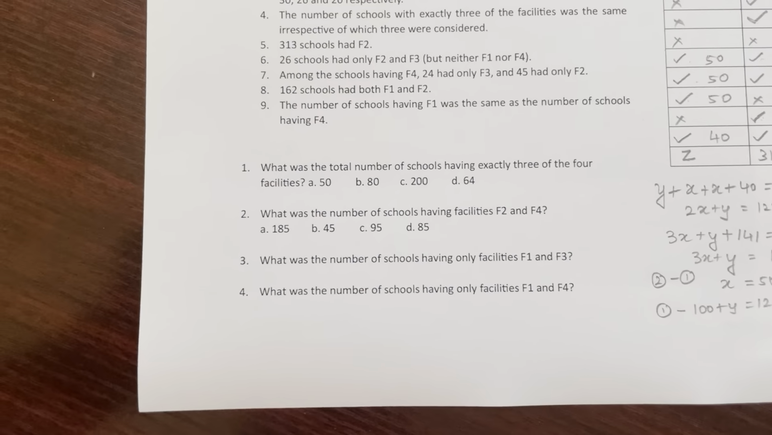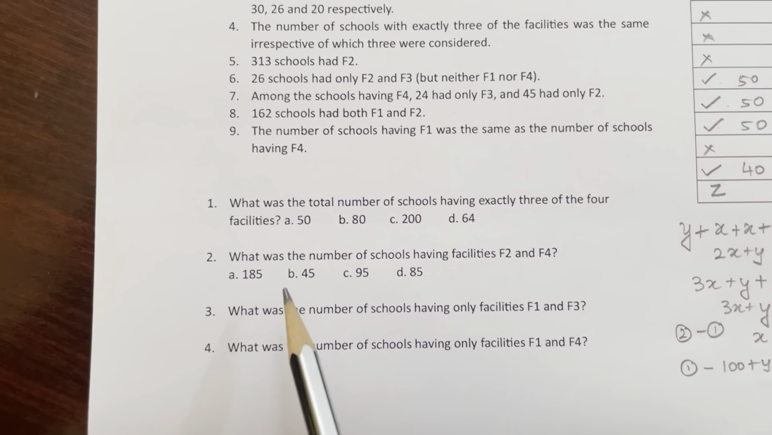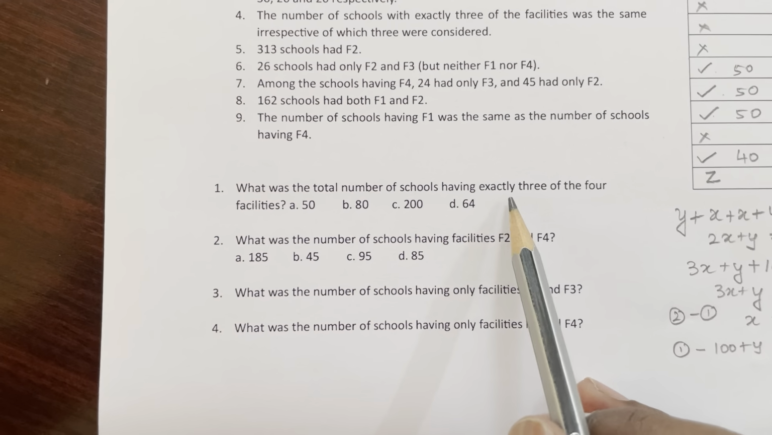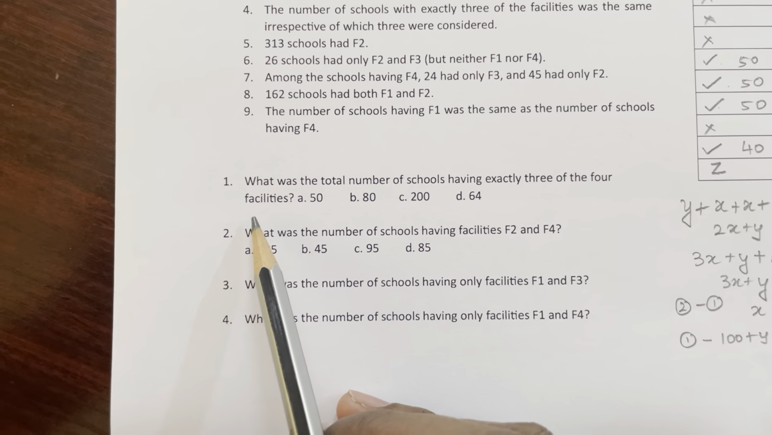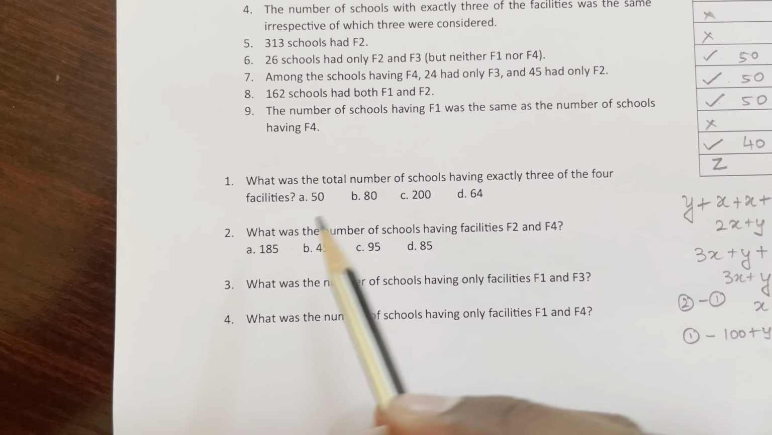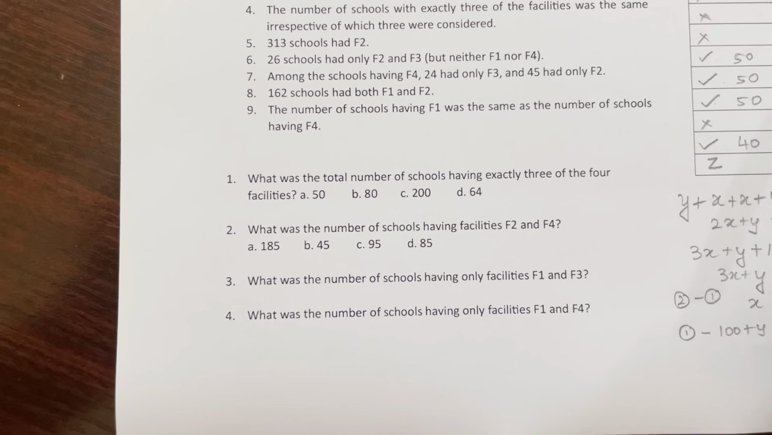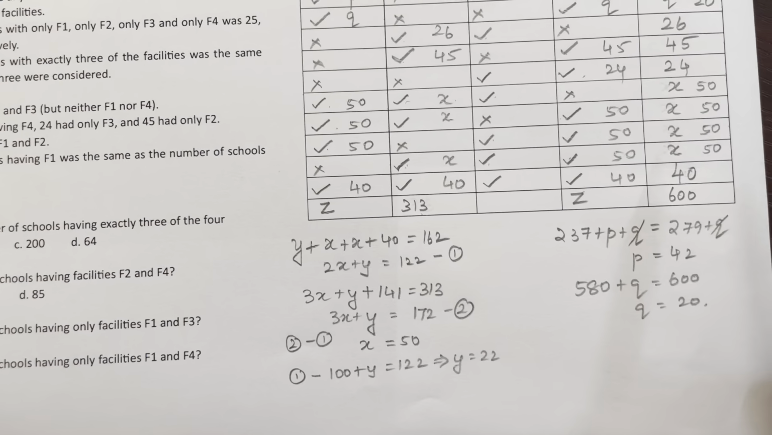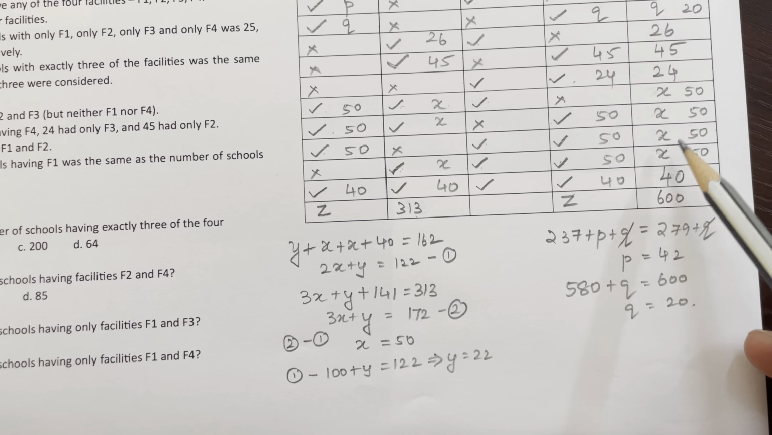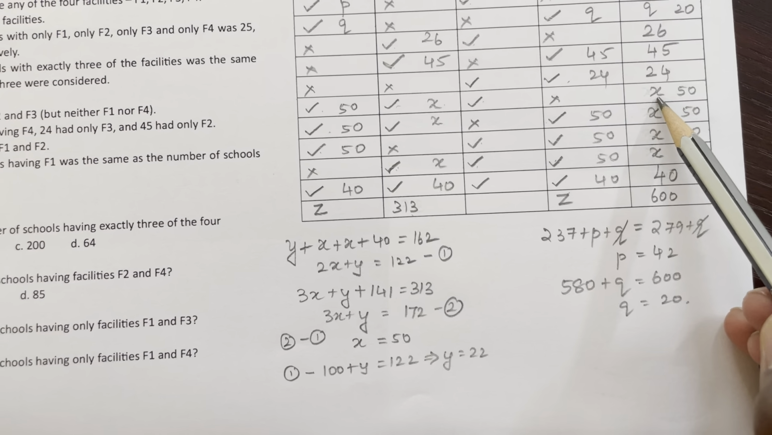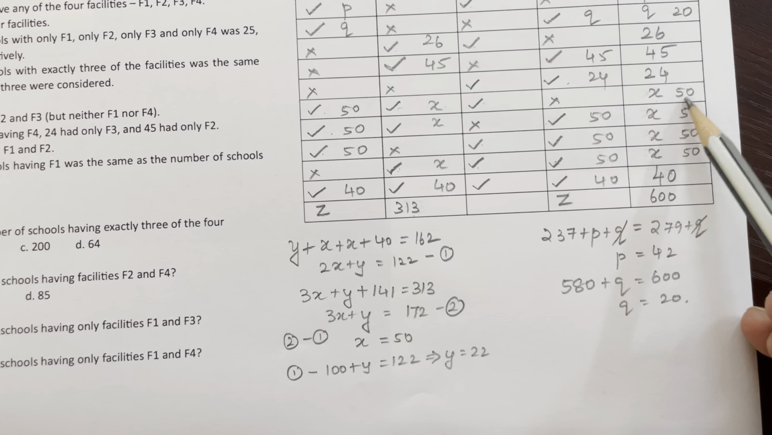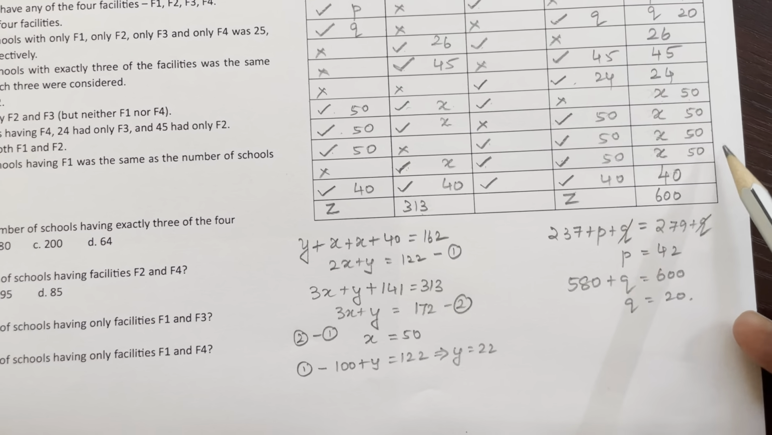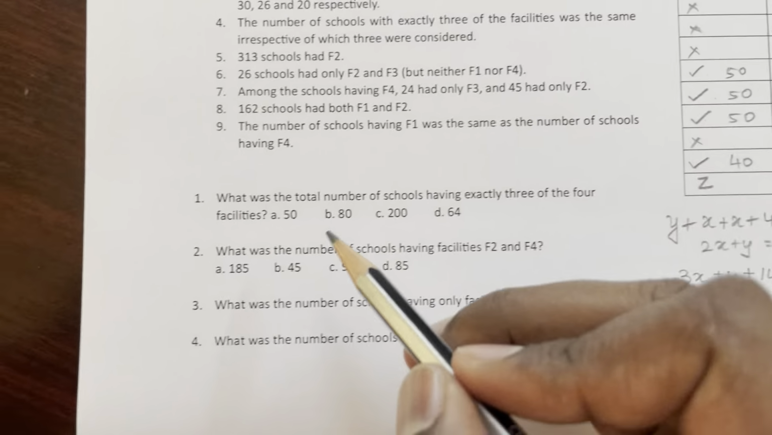Let us now try and answer the questions. What was the total number of schools having exactly 3 of the 4 facilities? There are 4 such combinations having 3 of the facilities. As per the information given, all of them are the same, and we have found x, which is 50. So summing up all 4 combinations, 50 into 4 is 200.